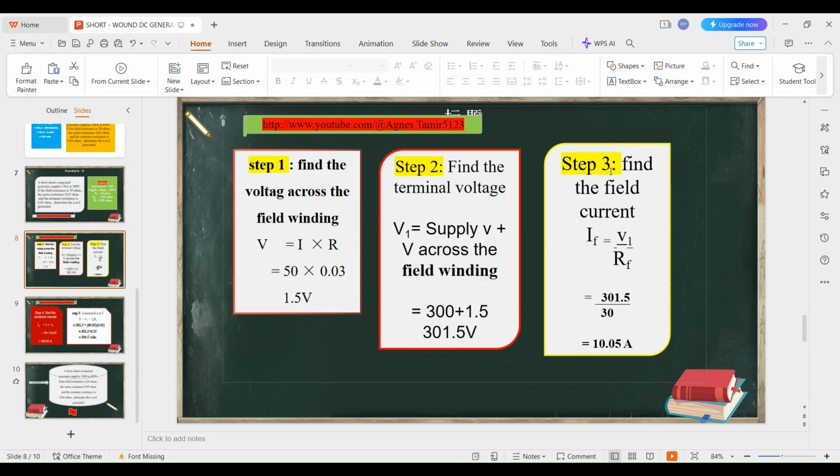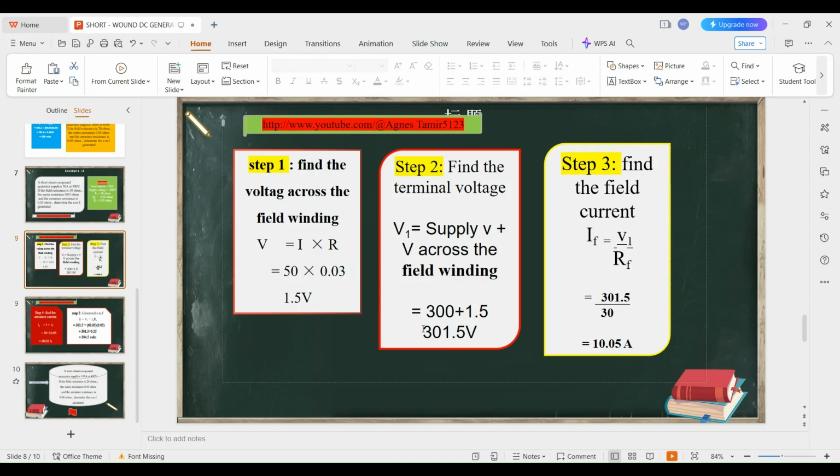Let's look at step 3. I believe we are together up to that point. You can as well pause the video and try to solve these practical calculations. Step 3 says that we have to find the field current. And field current will be given by V1, as we have seen in the first example, divided by RF.